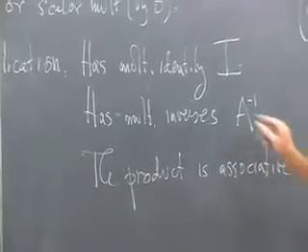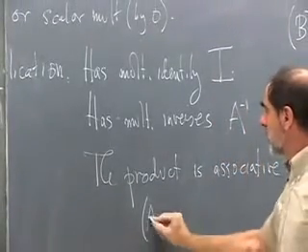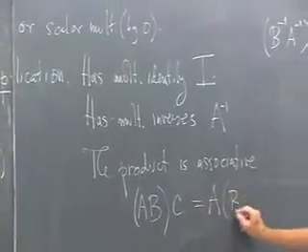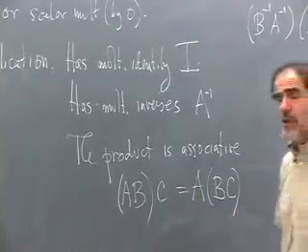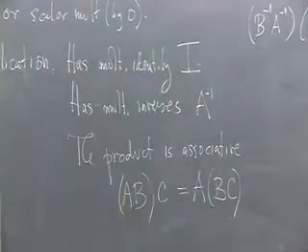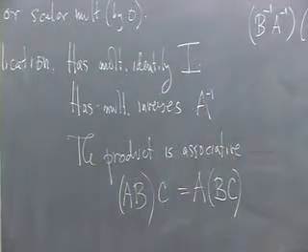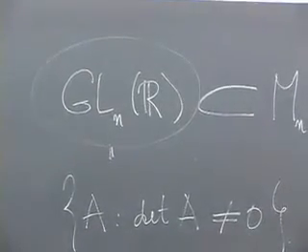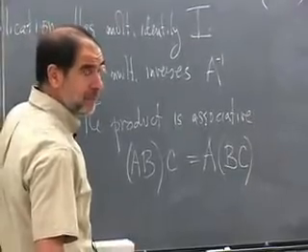because that was true of the product on the larger set of matrices. AB times C is A times BC. So we have four properties of this subset of the set of matrices. It has a multiplication law. The multiplication law is associative. There's an identity element, and there's an inverse for every element.